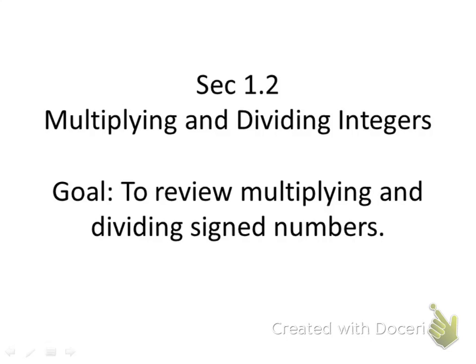So our section number for today is 1.2, as you can see on the board. We are learning about multiplying and dividing integers. So our goal is to review multiplying and dividing signed numbers. Signed numbers and integers are basically interchangeable. It just means positive and negative numbers. And we're reviewing, which means that none of this should be new to you.